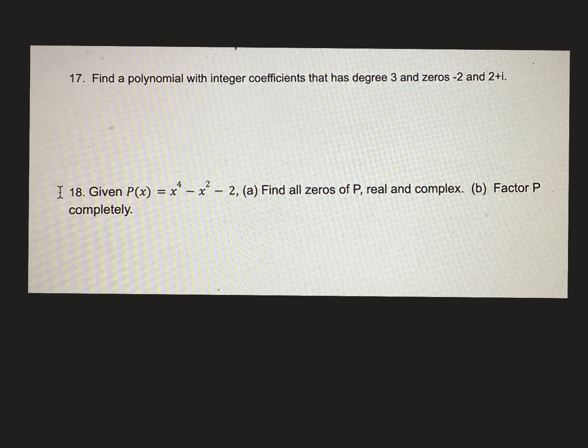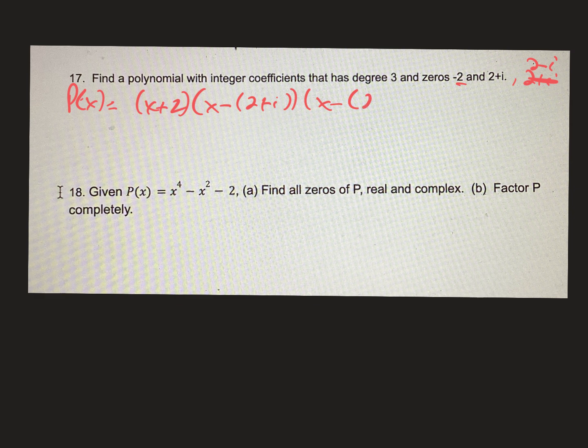Here we go, though. There's my zeros, -2 and 2 plus i. Had this problem maybe a couple times. -2 comes from x plus 2. 2 plus i comes from x minus (2 plus i). And then don't forget one more thing. If 2 plus i is a solution or a 0, so is 2 minus i. I wrote that again, 2 minus i.